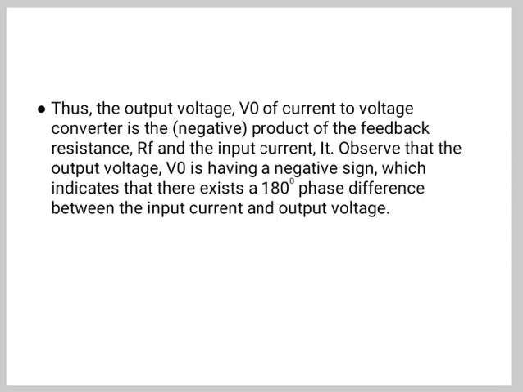So a current to voltage converter converts a variable current source to a corresponding voltage. Now here the input current ideally never feeds into the op-amp terminals, so the input current completely flows through the feedback resistor, which results in a voltage across the feedback resistor.